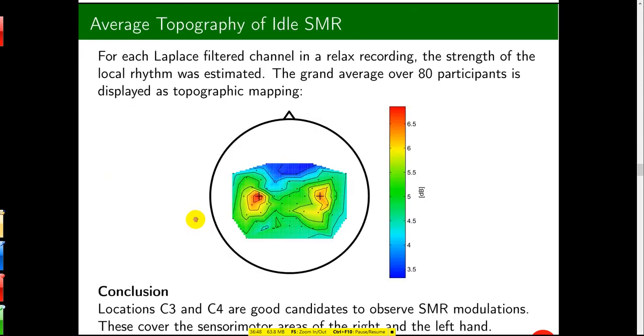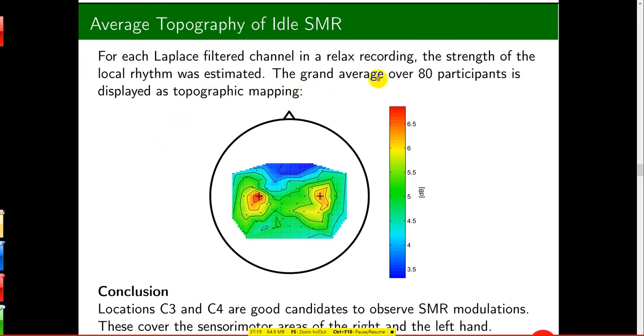All right, so let's see. Again, it shows the topography, the strengths of the local rhythm. What happened here, average topography. For each Laplace-filtered channel in a relaxed recording, the strength of the local rhythm was estimated.